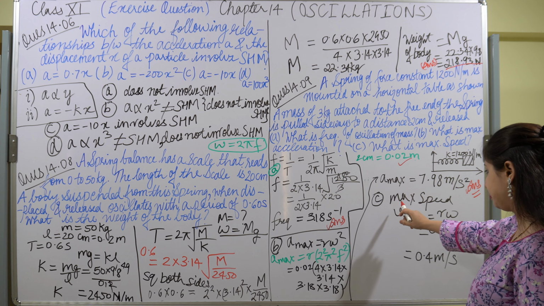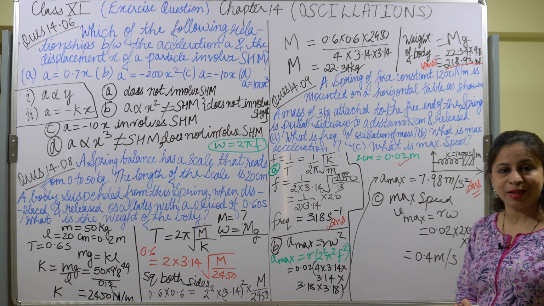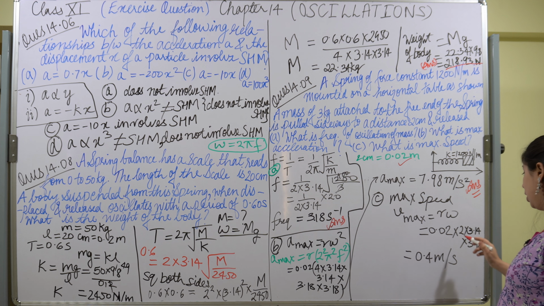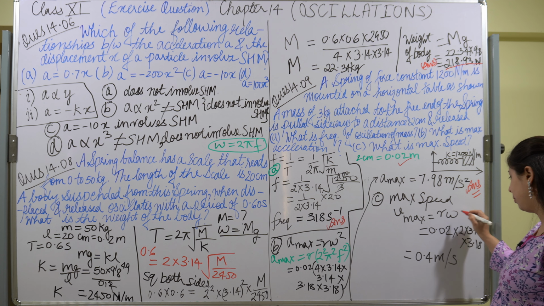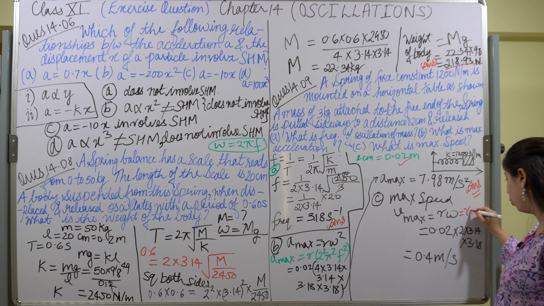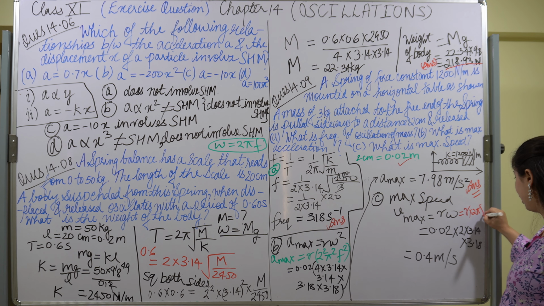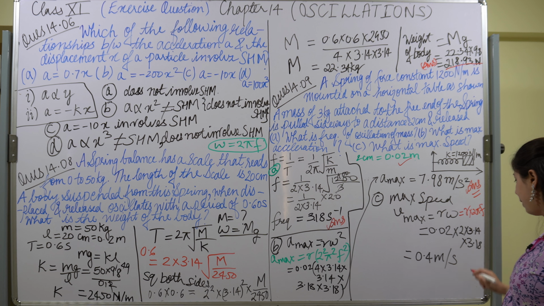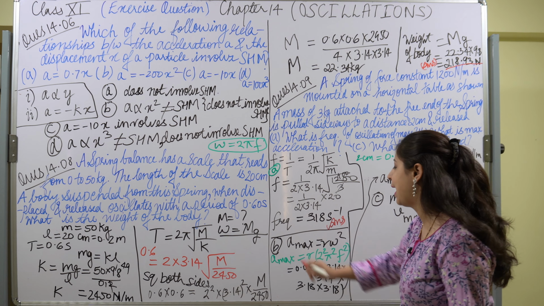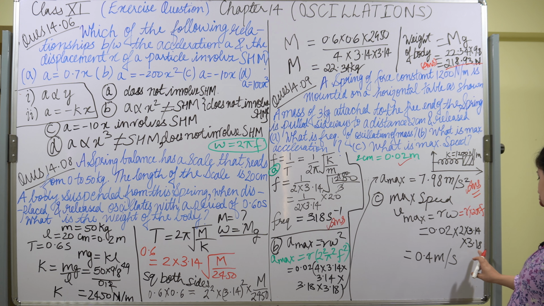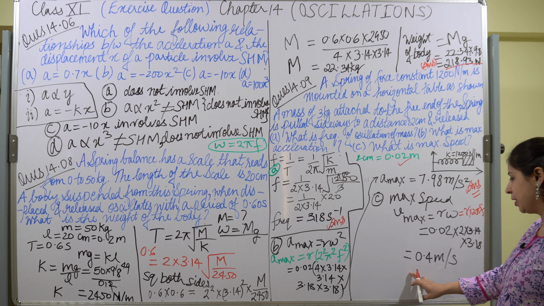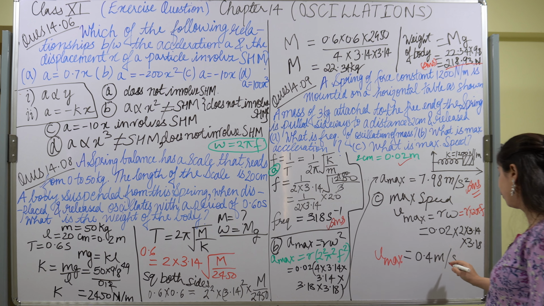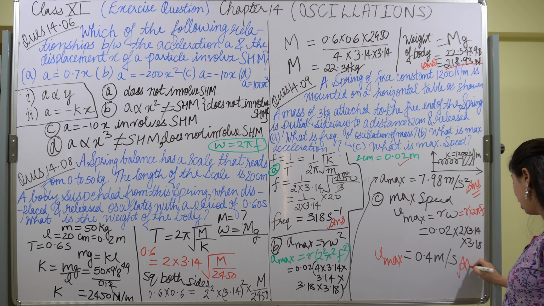Then the maximum speed. Maximum speed is given by r omega. The r value is equal to 0.02, and in place of omega we put 2 pi f. So 2 into 3.14 for pi, and the frequency we have already calculated in the first part, so we put that over here. Ultimately we get V max equal to 0.04 meter per second. So this is our answer.